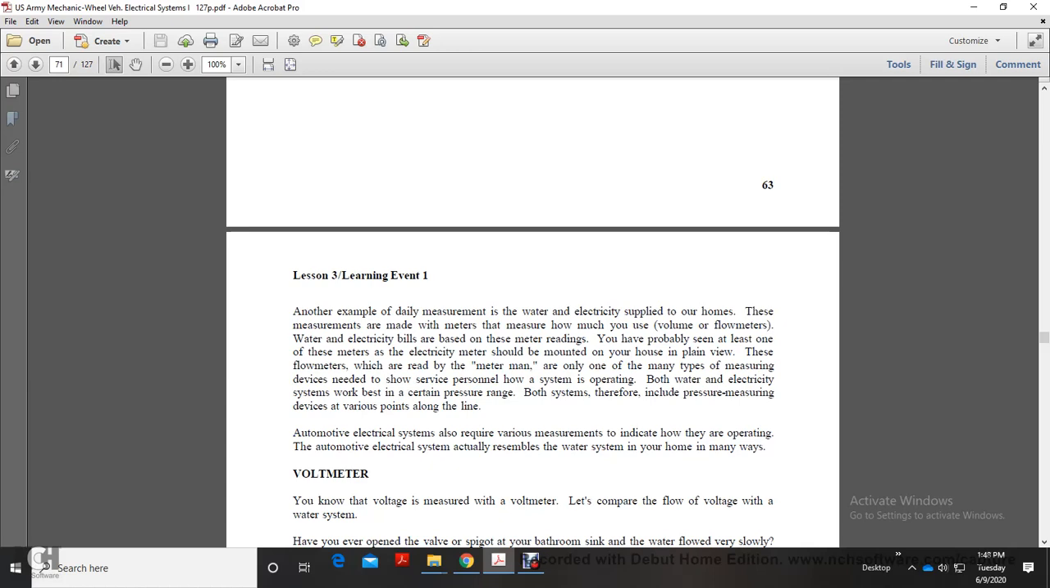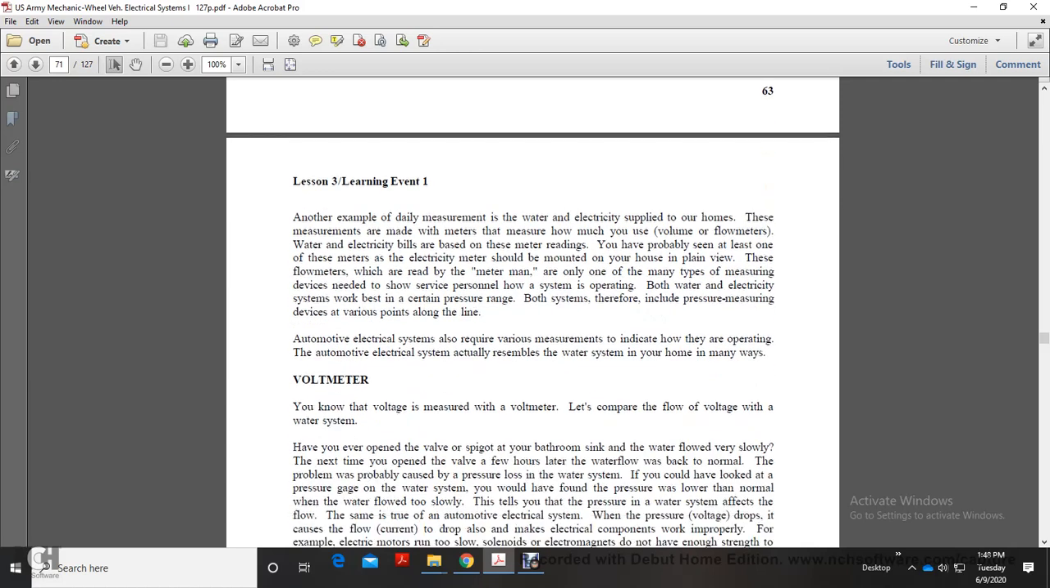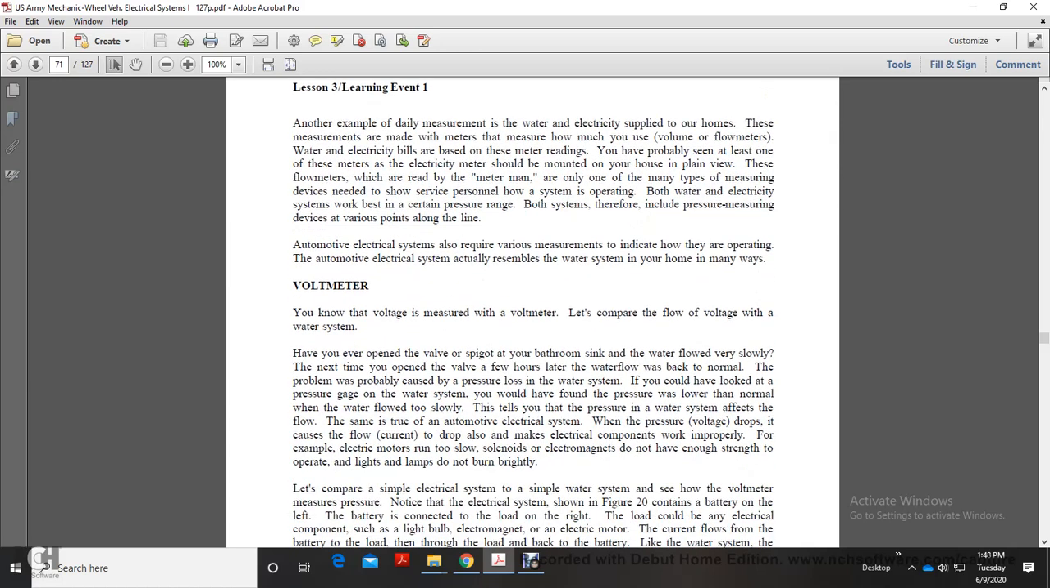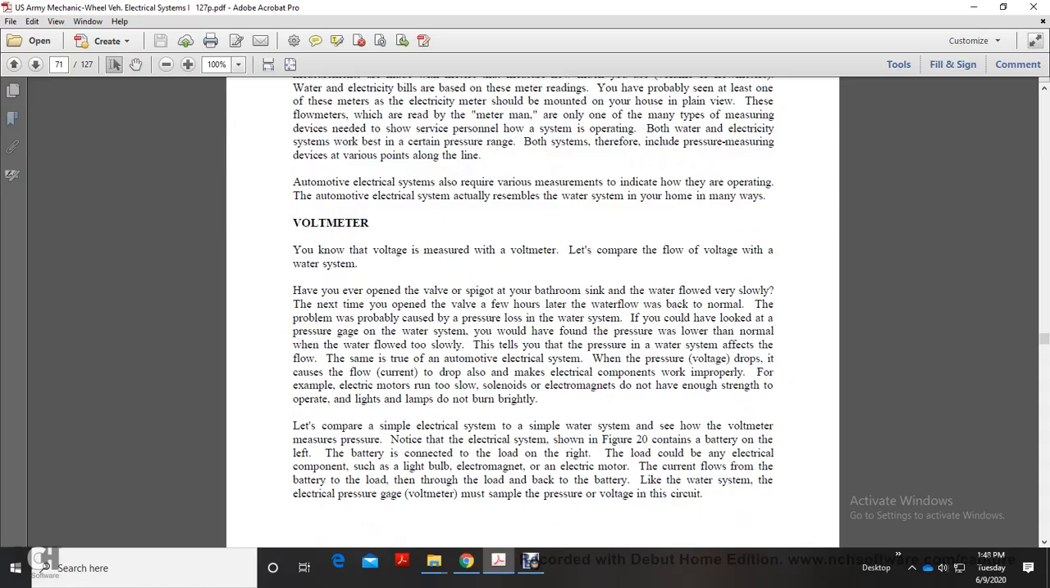Both water and electricity systems work best in certain pressure ranges. Both systems therefore include pressure measuring devices at various points along the line. Automotive electrical systems also require various measurements to indicate how they are operating. The automotive electrical system resembles the water system in your home in many ways.